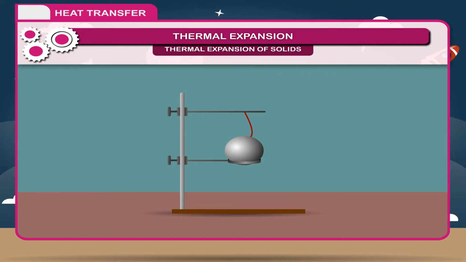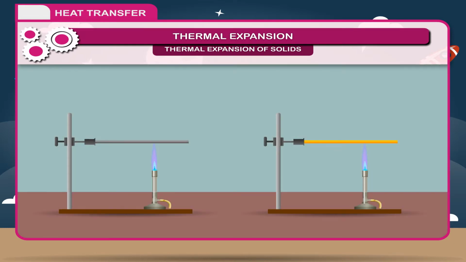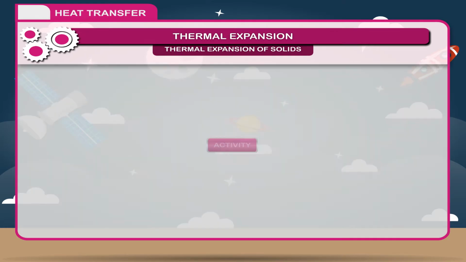After some time, when the ball is cooled, it again passes through the ring. This shows that a solid expands on heating and contracts on cooling. Different substances of identical dimensions expand by different amounts when heated through the same range of temperature. Let us perform an activity to observe this difference in expansion of different solids.